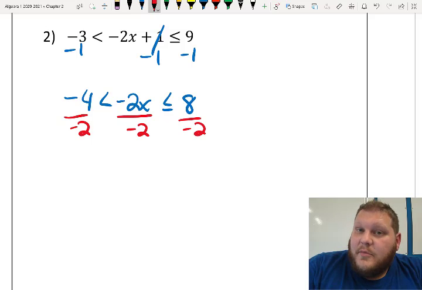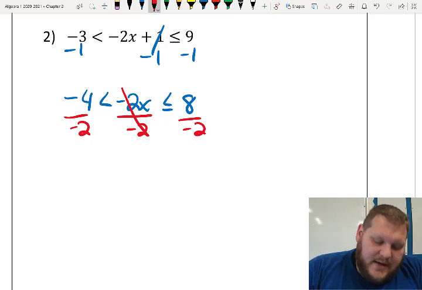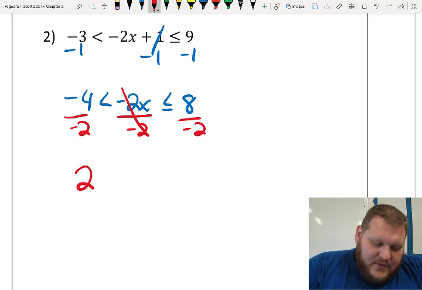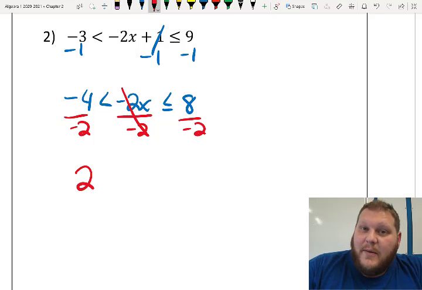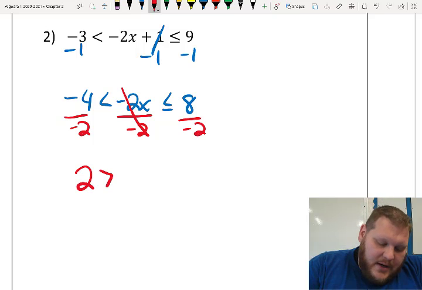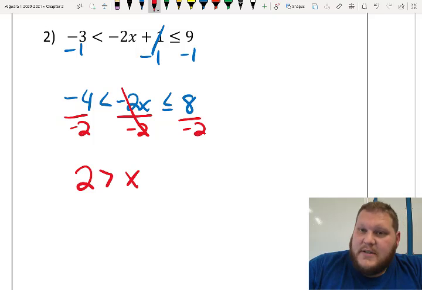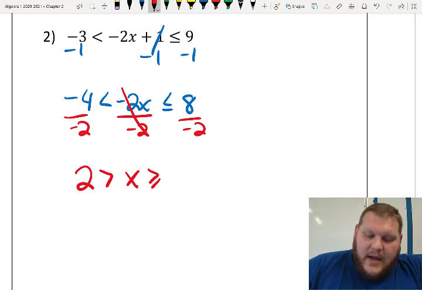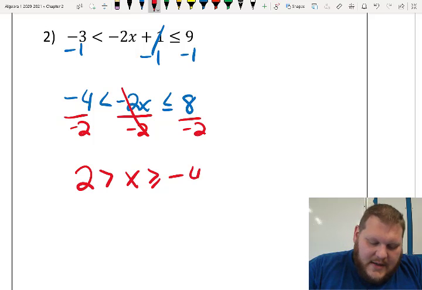Now here you have to be careful because I am dividing by a negative number. And just like I did in 2.3, if I multiply or divide by a negative, I have to make sure I flip the direction of my inequality. So here I'm going to divide my numbers, which in the middle cancels out. Negative 4 divided by negative 2 is a positive 2. And now I'm going to have to flip that inequality. So now it's going to go the other direction. In the middle now I just have x. Flip my inequality on the other side there. 8 divided by negative 2 is a negative 4.